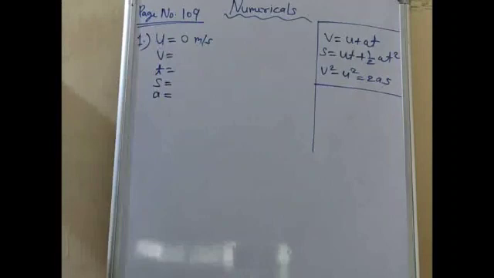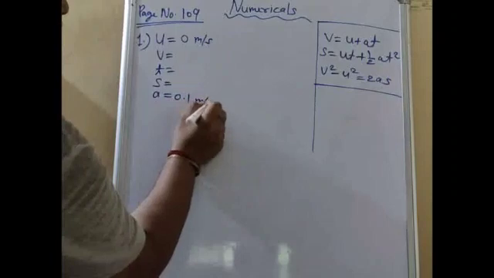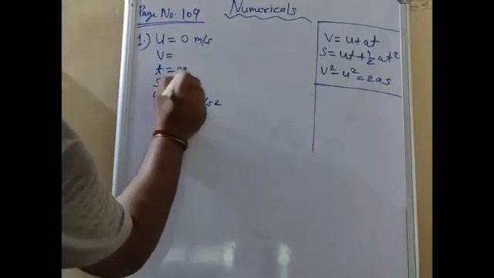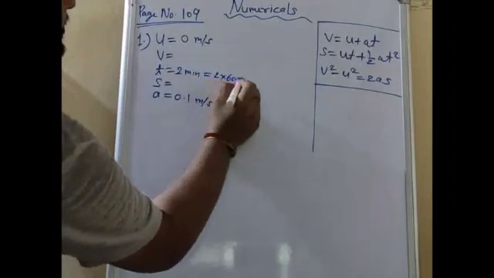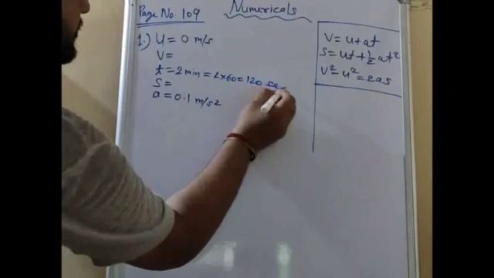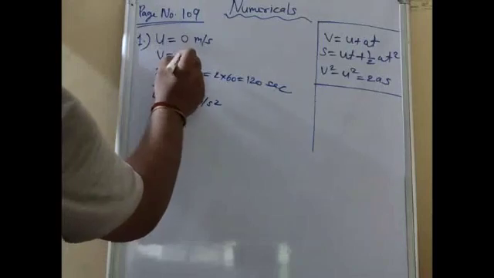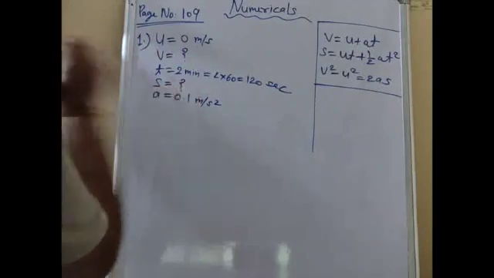And then with uniform acceleration, acceleration is denoted by small a. So you have to write here 0.1 meter per second square. Then for 2 minutes, means time is 2 minutes, and convert into seconds. So 2 into 60, you will get 120 seconds. Find the speed acquired, means you have to find V, and find the distance, means S.